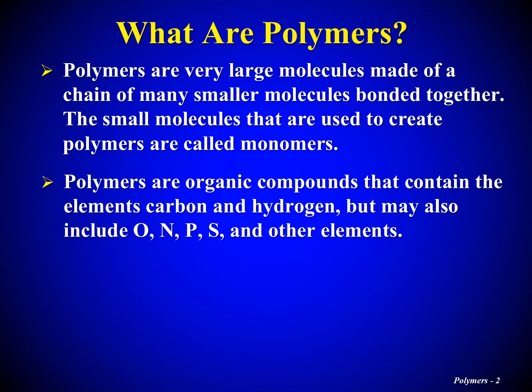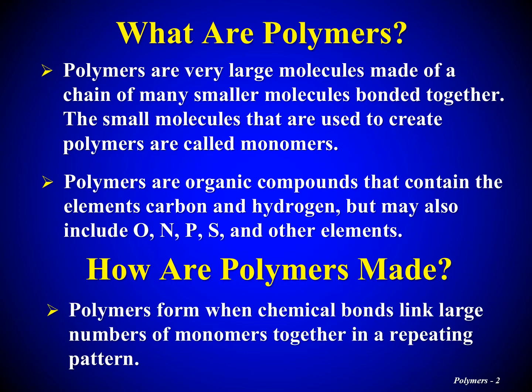Polymers are organic compounds that contain the elements carbon and hydrogen, but may also contain oxygen, nitrogen, phosphorus, sulfur, and other elements. Polymers form when chemical bonds link large numbers of monomers together in a repeating pattern.